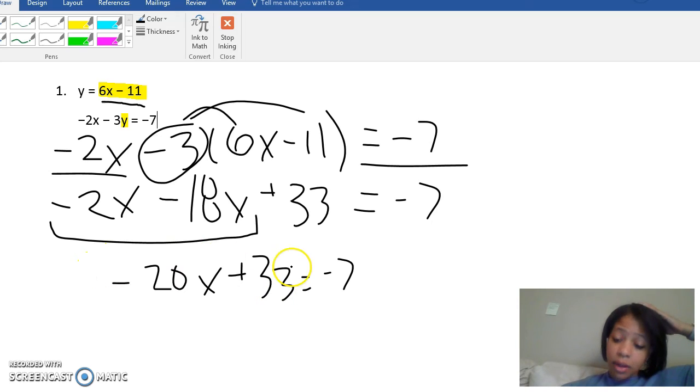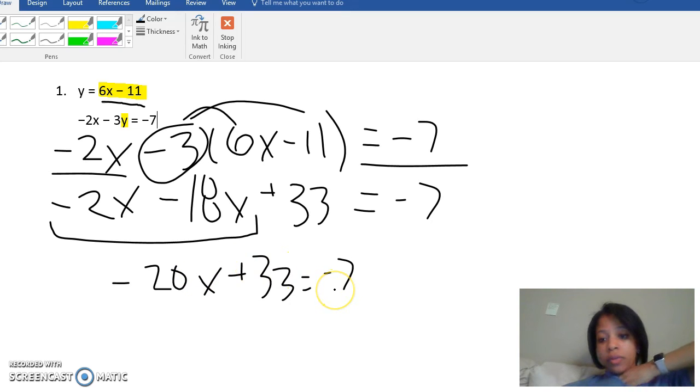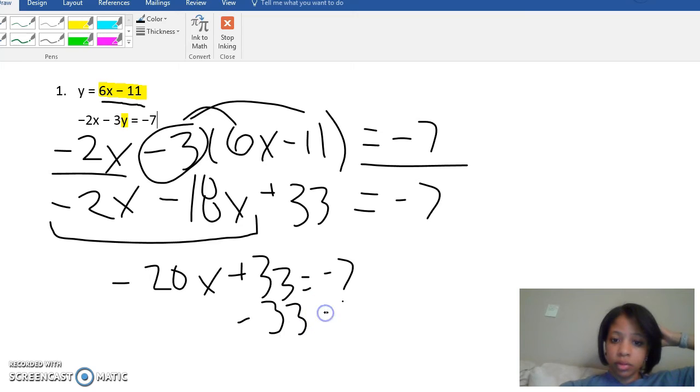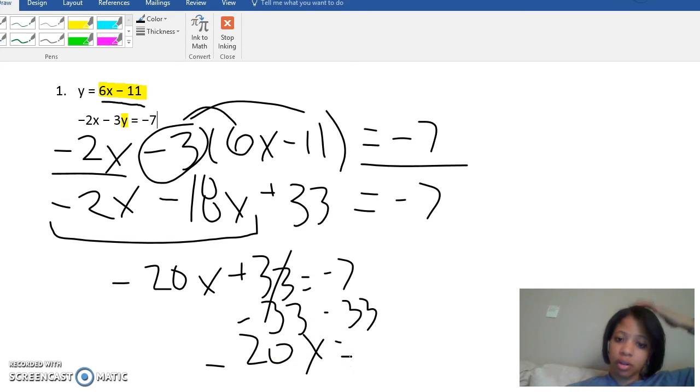And now this is a much simpler equation, so you're still just solving for x. So you want to keep x and get rid of everything else. So first you're looking for something being added or subtracted. So this plus 33, you want to get rid of that. So you would do the opposite. So subtract 33 from both sides. It's going to cancel out. So then now you have negative 20x equals negative 7 minus 33 is negative 40.